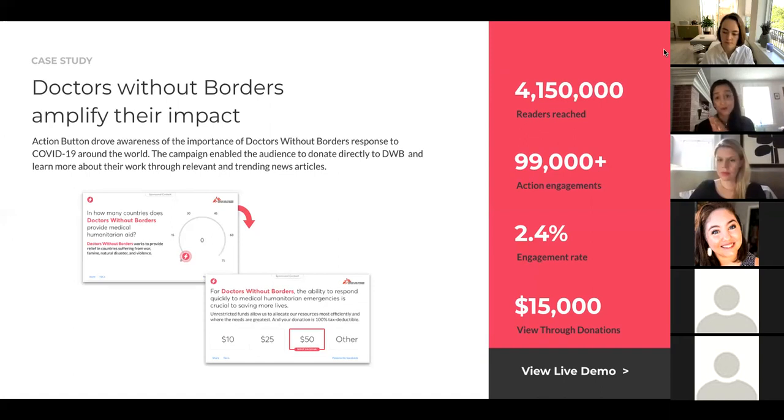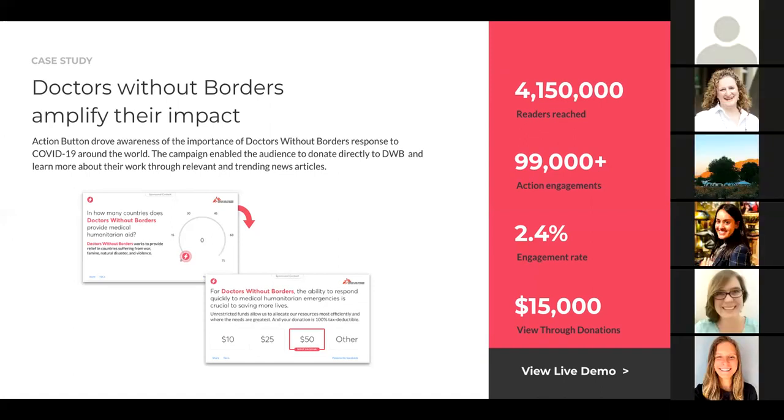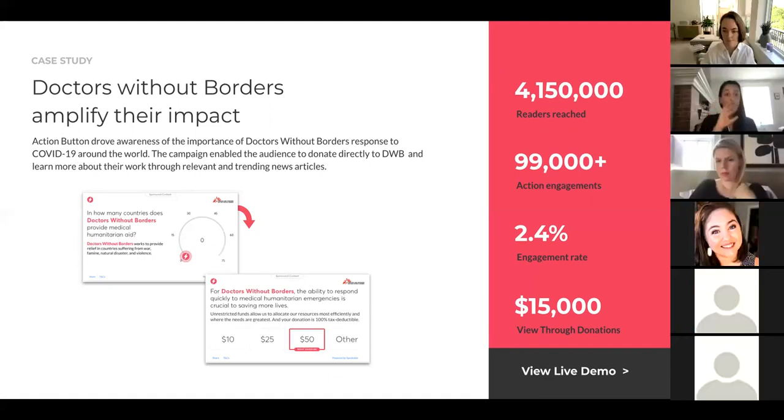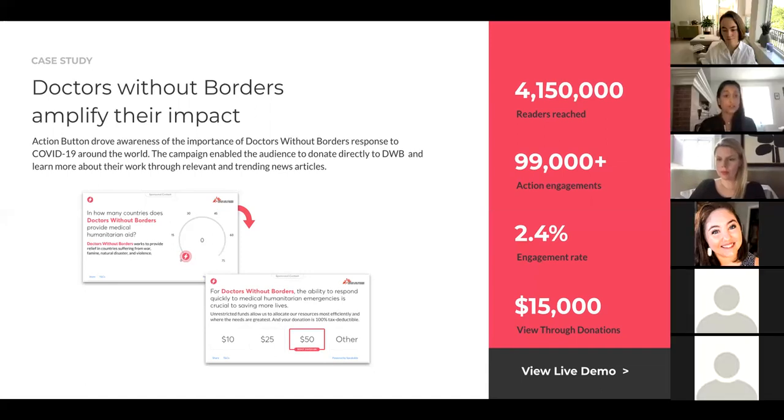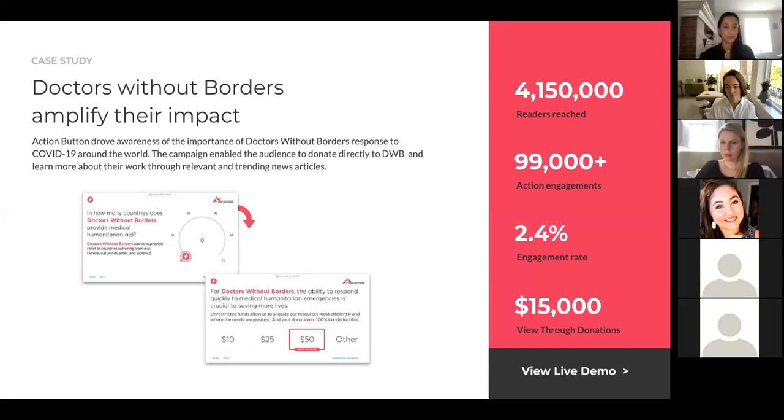We saw almost 100,000 action engagements. And just talking a little bit about that view through. So basically what we had set up on the back end was tracking anyone who visited the Doctors Without Borders website after seeing the action button. And through that, we saw over $15,000 in view through donations 30 days after the campaign, which was a great number to see, and helping, again, increase their impact and work in the world.